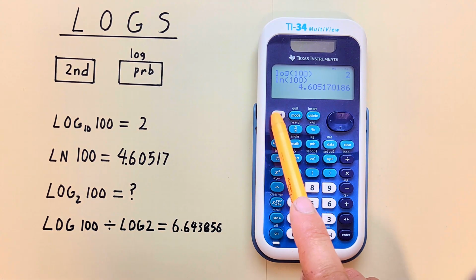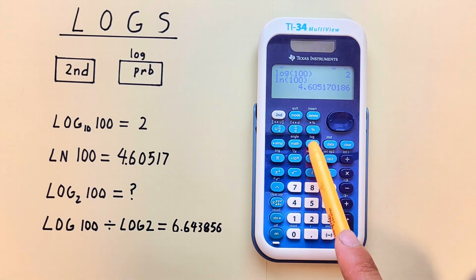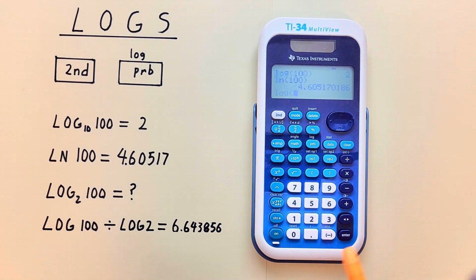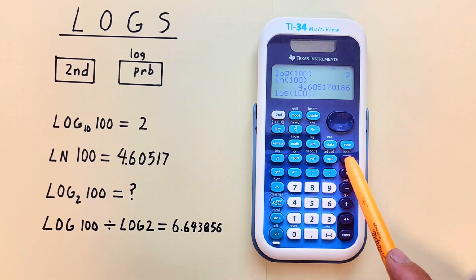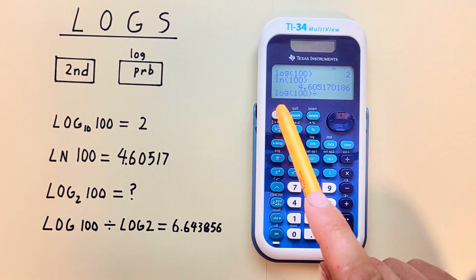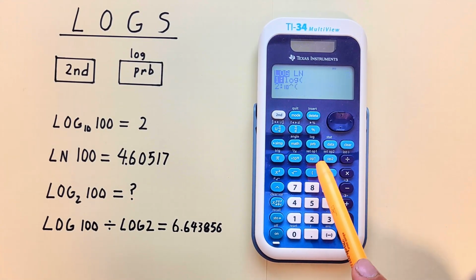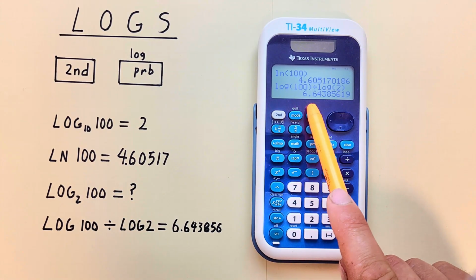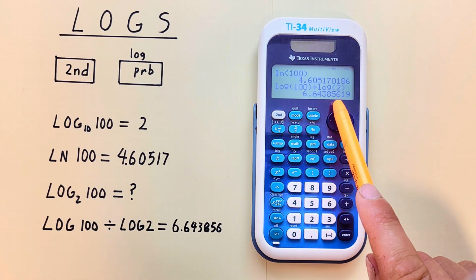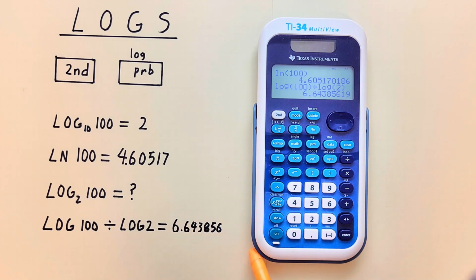So we go second, probability, log, 100, close our bracket, divided by second, probability, log, 2, close our bracket, hit enter, and see we get the result of 6.643856, etc., which is correct.